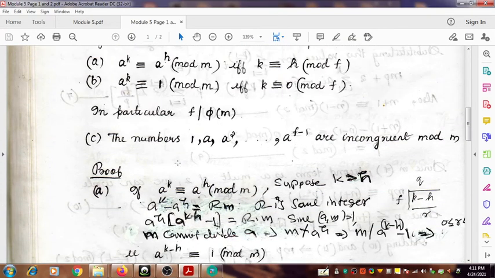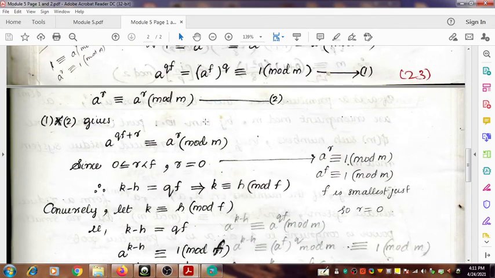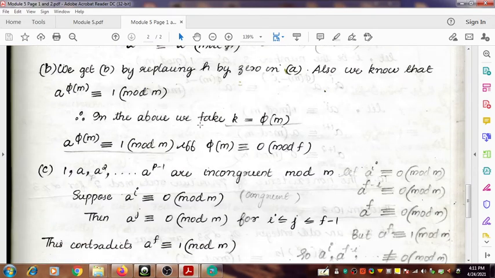Okay, then how can we prove? Thus we get this expression. Then how can we prove that f can divide phi m? How can you say that f can divide phi m? And we are coming to that part.